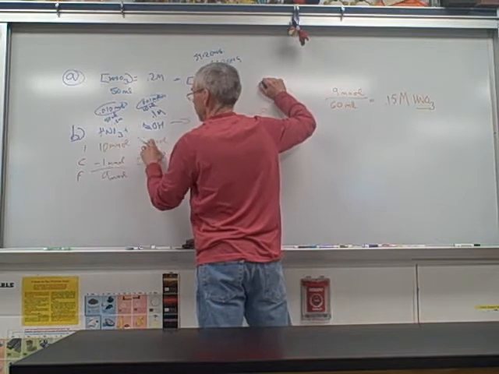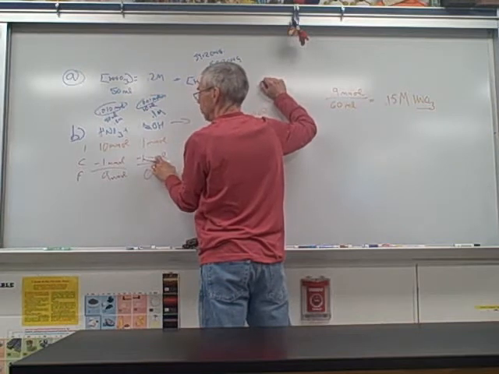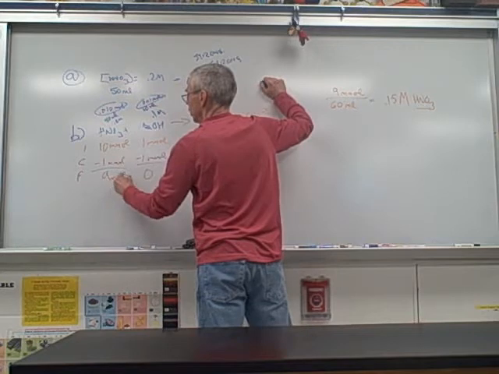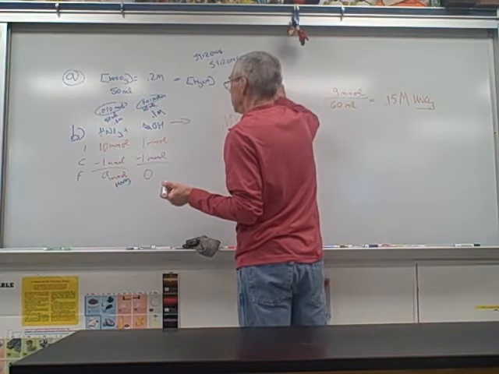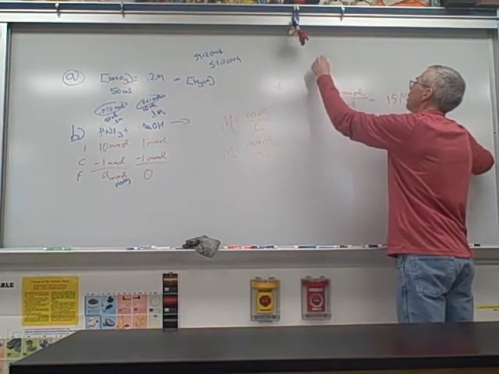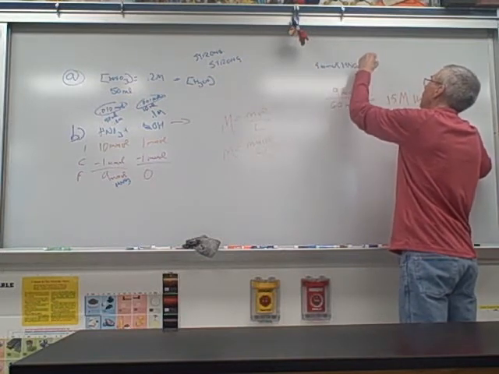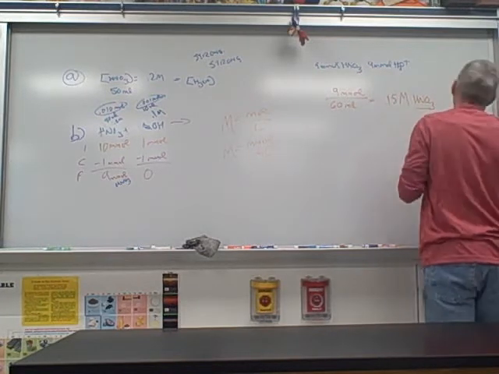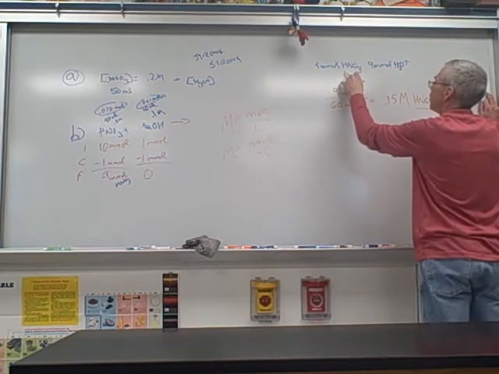The change is this being limiting and being completely reacted because it's strong. We use up all 1 millimole of this in both cases, and we end up with 9 millimoles left of HNO3. We can then figure out the pH of the solution because we know that we have 9 millimoles of HNO3. Therefore, we have 9 millimoles of H3O+. Why? Because this is strong and it totally dissociates.